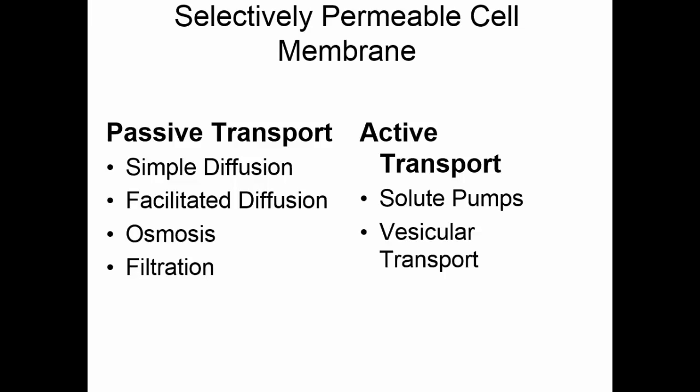There are two kinds of transport. Passive transport requires no energy expenditure by the cell. It happens because of normal physical processes. These include simple diffusion, facilitated diffusion, osmosis, and filtration. Active transport does require the cell to spend energy. These are solute pumps and vesicular transport. In vesicular transport, endocytosis is bringing material into the cell. Exocytosis is removing material from the cell.